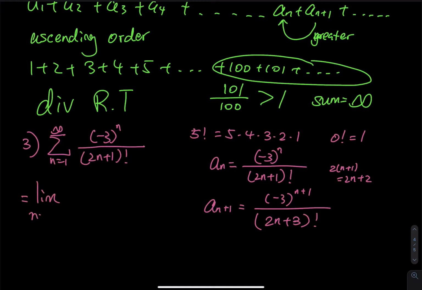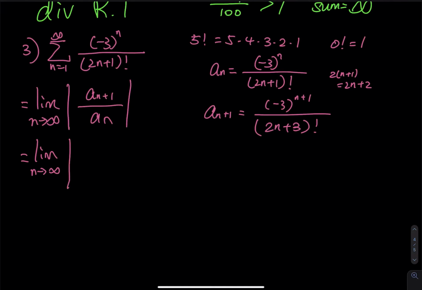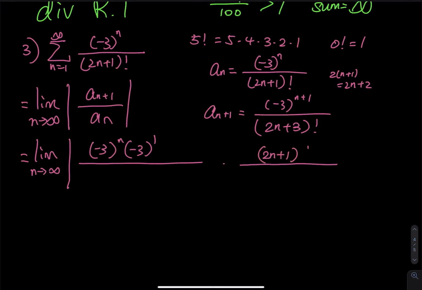So now let's set up the ratio. We have the limit as n approaches infinity, of the next term divided by the current term. We have the next term, negative 3 raised to n plus 1, time to break down the powers, so you don't need to write an extra step, negative 3 raised to the n, and then negative 3 raised to the first, divided by (2n plus 3) factorial. I will just hold on to that. I'm not going to write it out right now. And then the reciprocal of a_n, that is (2n plus 1) factorial divided by negative 3 raised to the n. And then we can see that the negative 3 raised to the n will be cancelled, right?